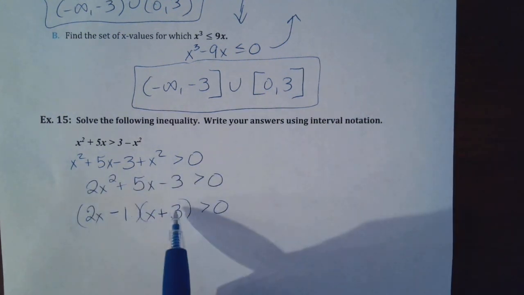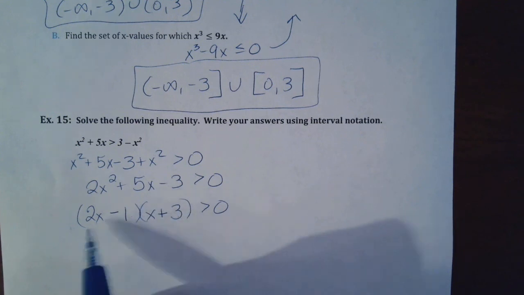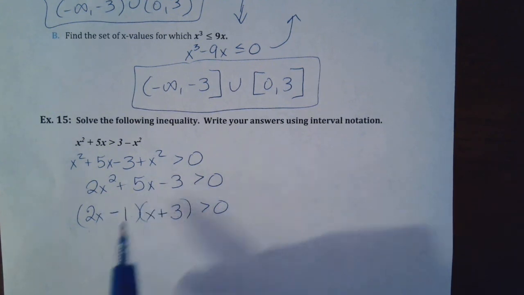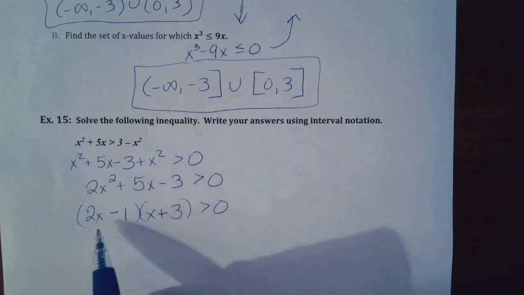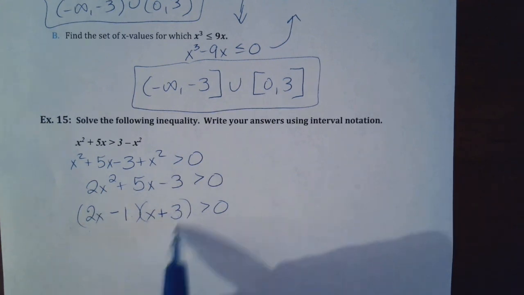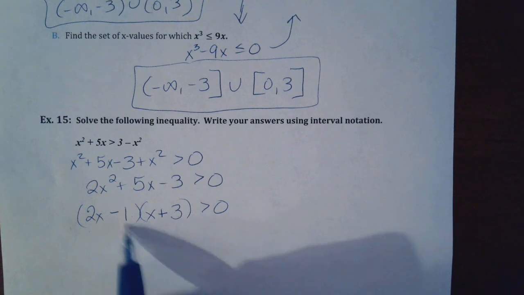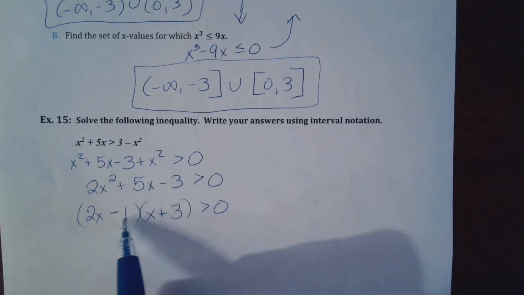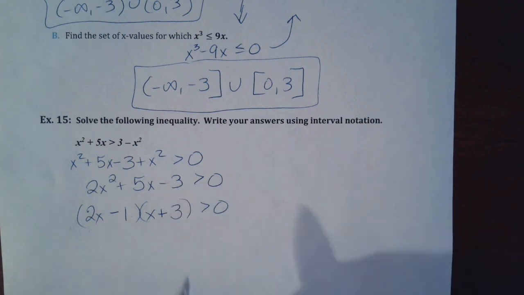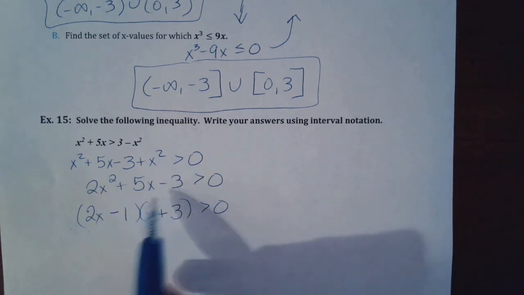And remember, when you guys do this, if you're still struggling, just FOIL this out and make sure you get what you started with. So first would be 2x squared. That's right. Outer is a positive 6x. And the inside one is -1x, which gives me positive 5x. And then -1 times positive 3 is -3.